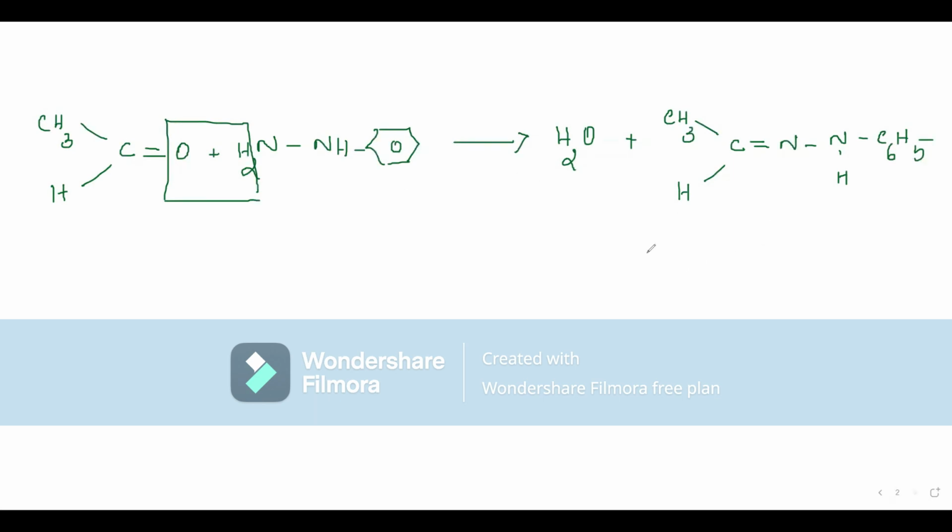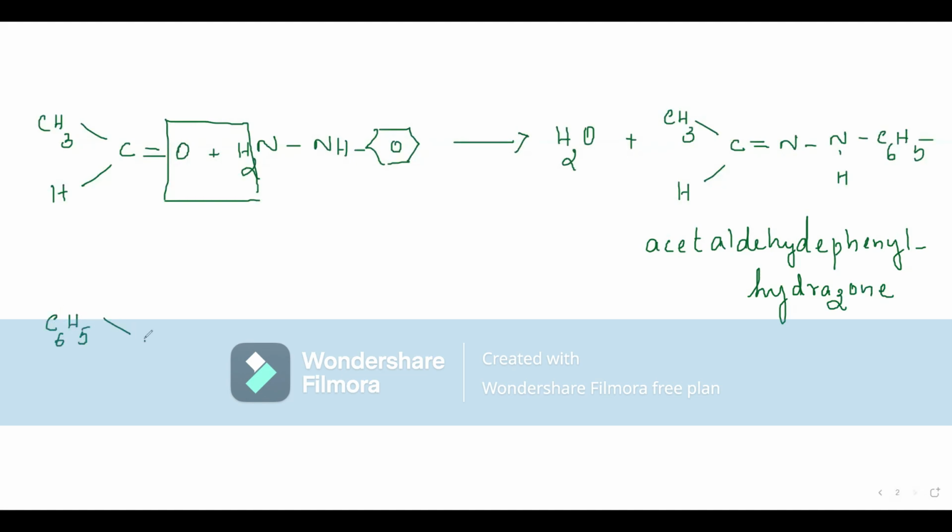So, acetaldehyde is the parent's name, and then you can add the word phenylhydrazone. Okay, now you can repeat this yourself by using benzaldehyde. So complete this reaction, benzaldehyde and phenylhydrazine. You will be getting benzaldehyde phenylhydrazone.